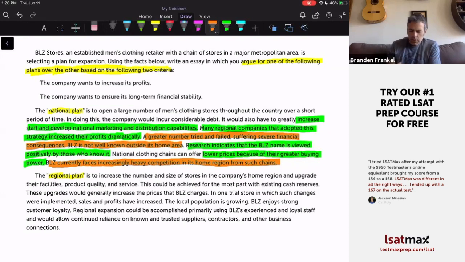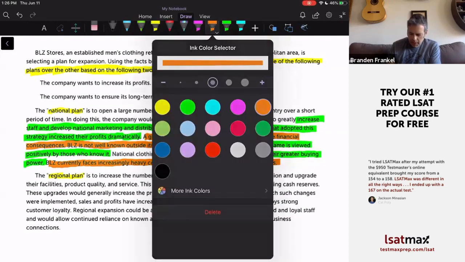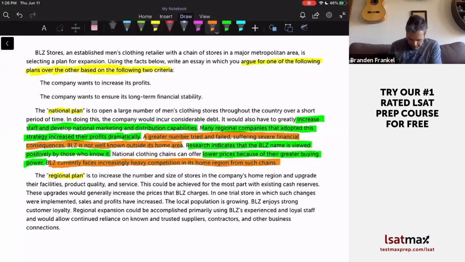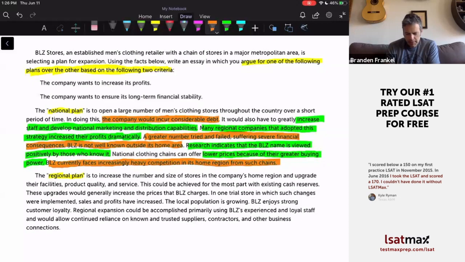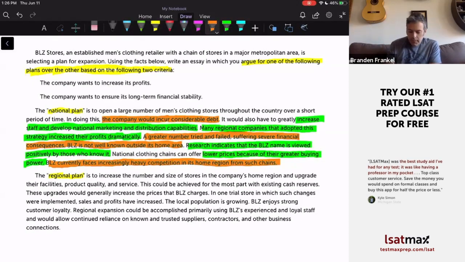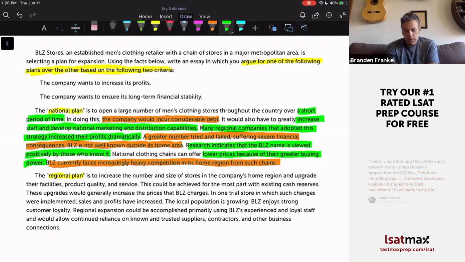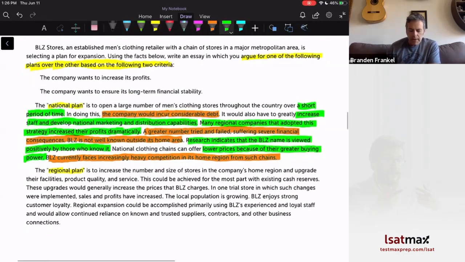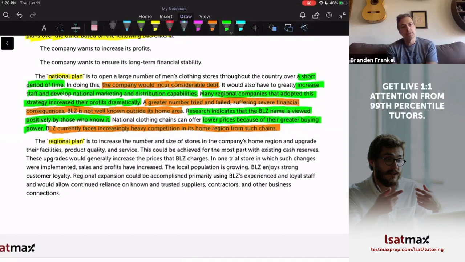All right. So I think we've gotten most of the good and bad facts. I would just point out, we're going to incur considerable debt doing this. That could hurt our long-term financial stability. But I would also note that it's a short period of time, and so hopefully the risk would not be that bad. Maybe we could recoup what's going on here fairly quickly. So that's the national plan. Some of it's good, some of it's bad. Now let's take a look at the regional plan.